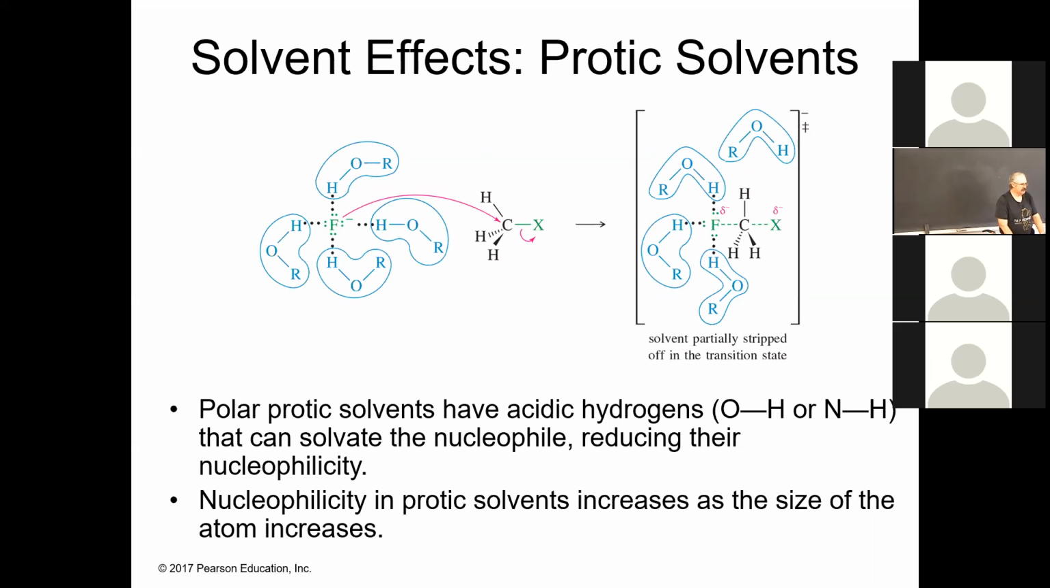Polar protic solvents will have acidic hydrogens, either OH or NH, that can solvate the nucleophile, which reduces the nucleophilicity. Nucleophilicity in protic solvents increases as the size of the atom increases. So that means that if we substituted iodide for fluoride, there would be a lot weaker solvation, and so the iodide is much more free to attack the carbon.